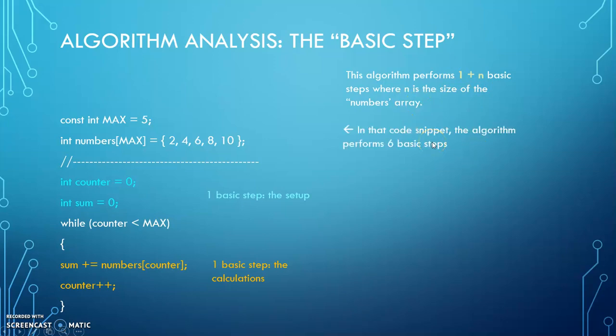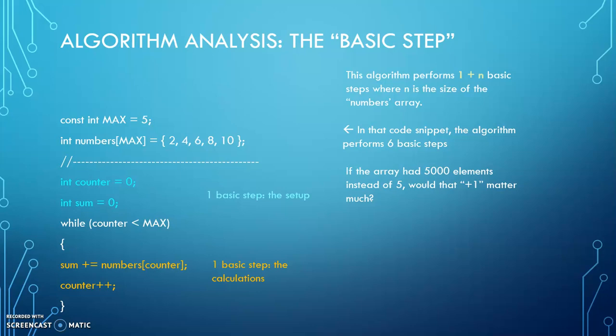So we already said that this code would execute in 6 basic steps. Now, let me ask you this. If we changed max to 5,000 and we had an array of 5,000 elements, would that 1 really matter? Then this would execute in 5,001 steps. My point is, when that number gets very, very large, that plus 1 becomes absolutely negligible.